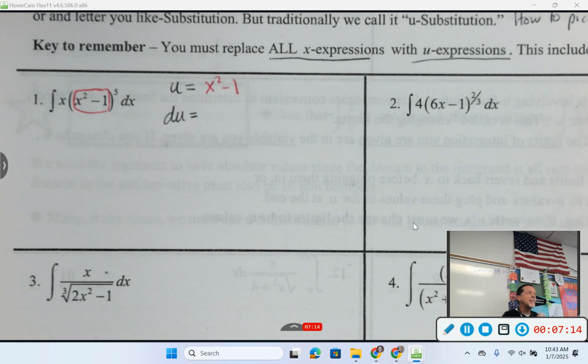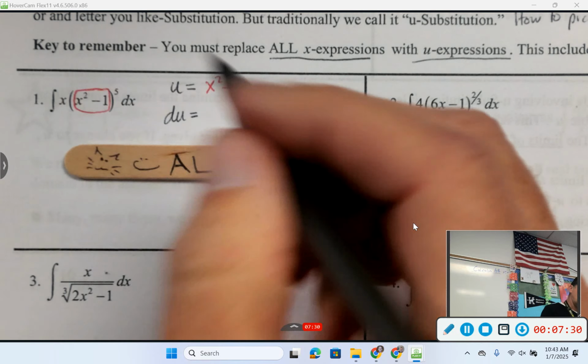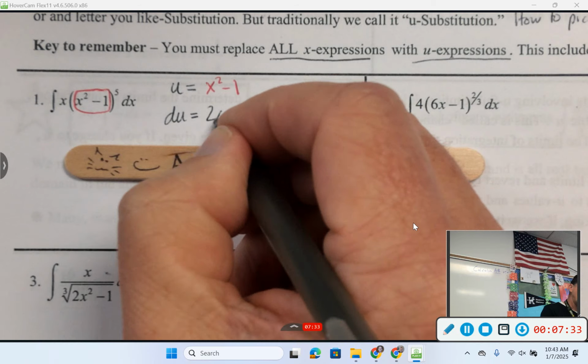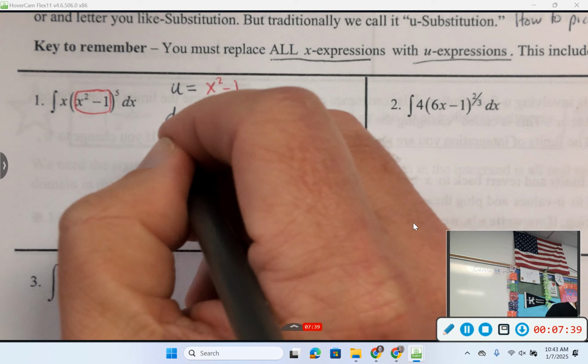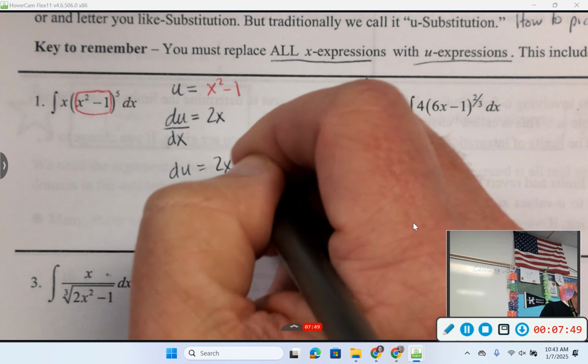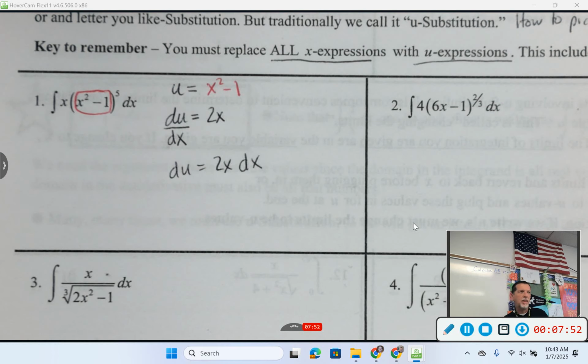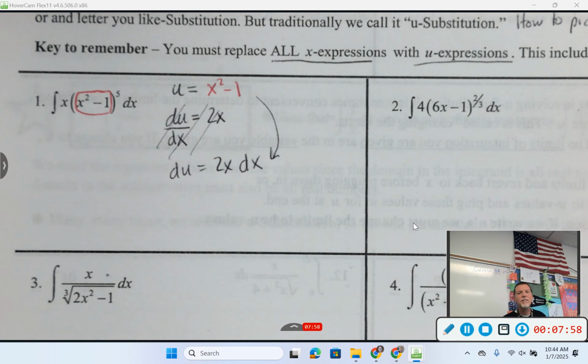Every time you pick u, immediately after that you'll pick out du and see if it works. So what's du? Usually du is really not that bad. Alina, what's the derivative of x squared minus 1? 2x. Now, I'm only going to do this once because we skip over this step. Really, we should say du/dx is 2x, which means du is 2x dx. We're not usually going to show that middle step. We're going to jump straight to du with the dx on the end of it.